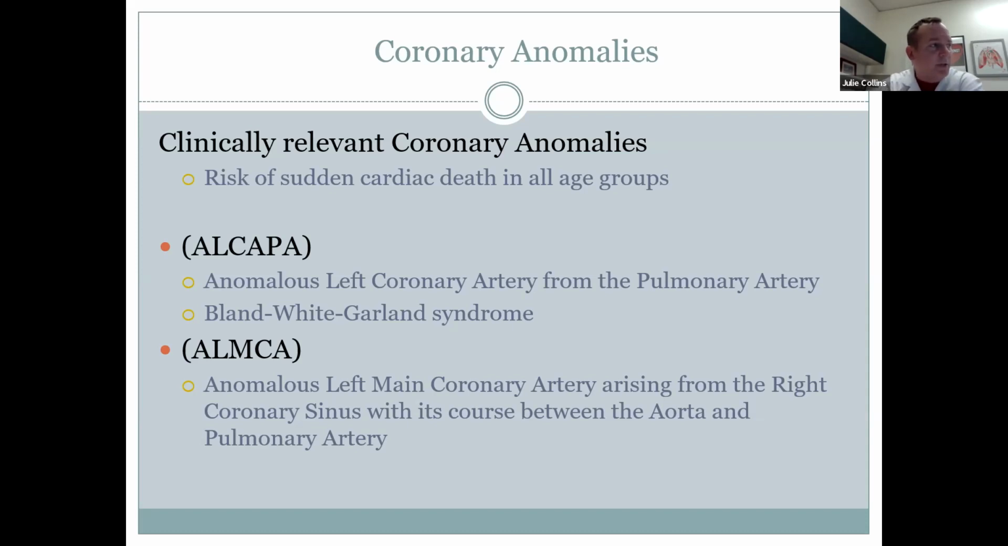ALCAPA stands for anomalous left coronary artery arising from the pulmonary artery. Basically, it's an anomalous coronary that, instead of coming from the aortic root, is actually coming from the pulmonary artery. That's called ALCAPA. The second one is ALMCA, which is anomalous left main coronary artery arising from the right coronary sinus with its course between the aorta and pulmonary artery. So that's ALMCA, and the first one was ALCAPA.